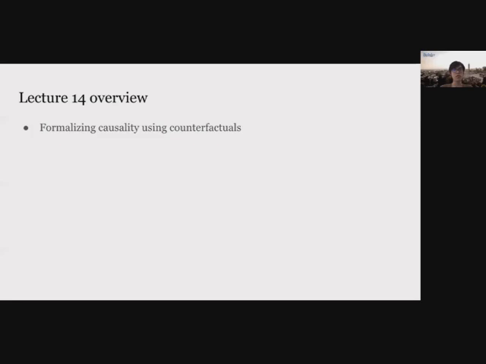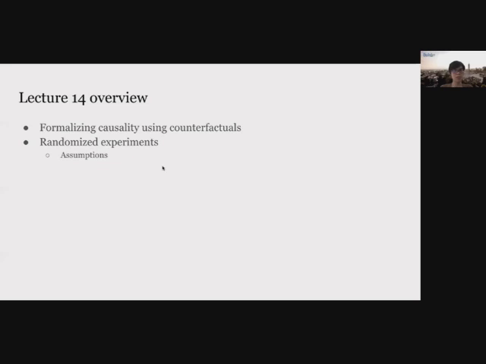First, we're going to make a definition of causality in the context of data science, and we're going to formalize causality using the notion of counterfactuals. Counterfactuals means parallel universes, and we're going to talk about this in a moment. Then we're going to introduce randomized experiments, and see how randomized experiments build upon this notion of counterfactuals.